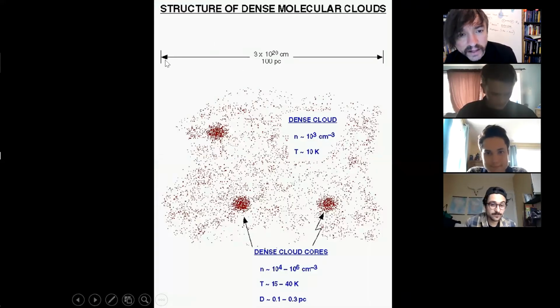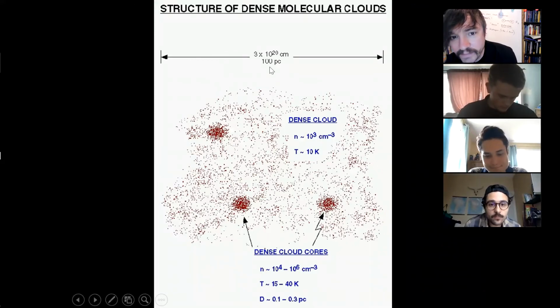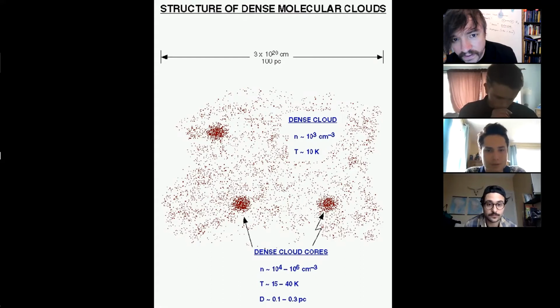And here's a little model. Look at the size structure of some of these. Some of them can be as long as 100 parsecs. How many light years would that be? 326. Yeah, that's a pretty giant cloud, right?